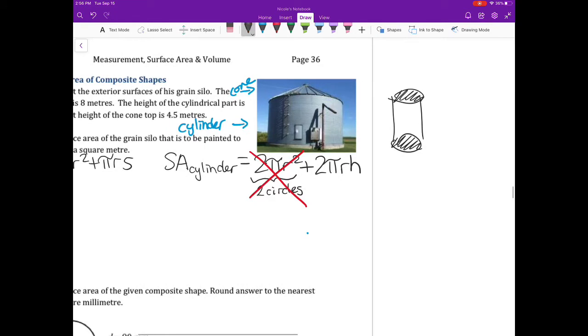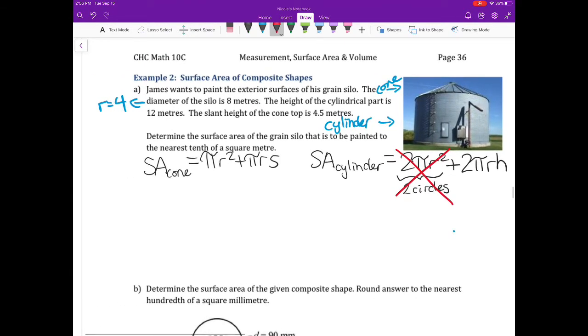Similarly with my cone, I'm not going to paint the bottom of the cone, so I don't want to include the circle that's on the bottom, meaning that I don't want to include this part of the formula. Pi r squared is the circle part of the formula. I only want to paint the outside of the cylinder and the roof part of the cone. So now I have the surface area of the cone that I'm going to paint is just pi rs.